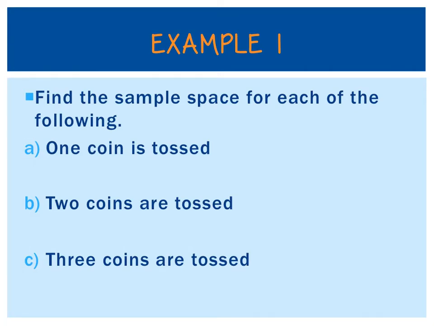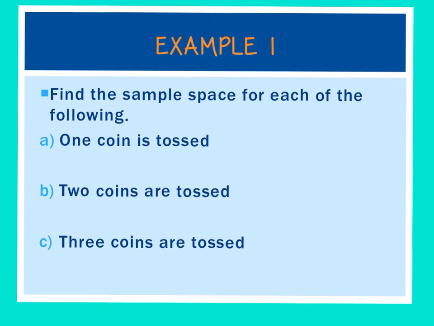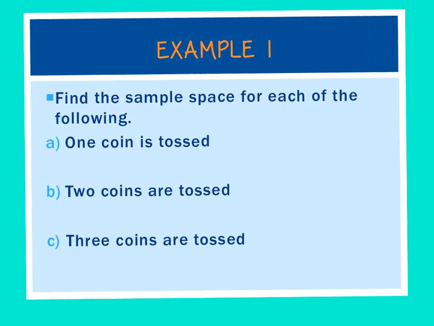Example 1 says find the sample space of each of the following. So 1 coin is tossed. What could be your outcome? Heads or tails. 2 coins are tossed. What can you get from that? What's one possibility? Heads and heads. Heads and tails. Tails and tails. Tails and heads. Okay, there's 4 possibilities there.